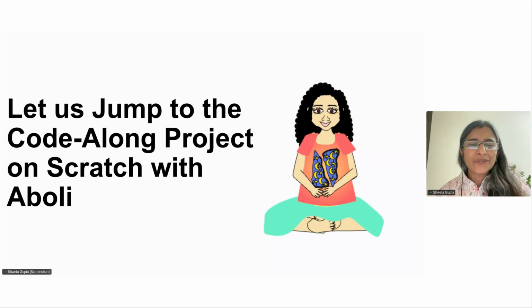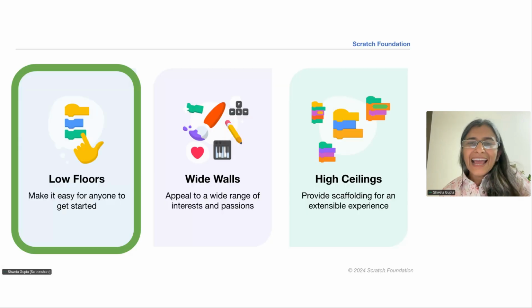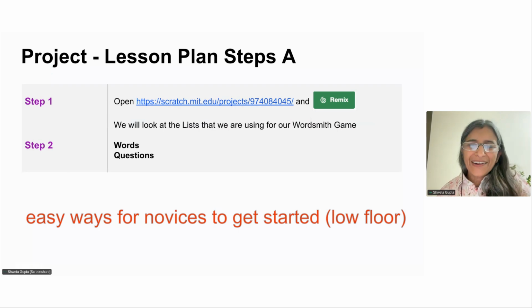So what we will do, we will jump into the Code Along project on Scratch with our young friend. She's called Aboli. She's one of the character sprites developed by one of our friends. And for this workshop, we are going to leverage the low floors, wide walls, high ceilings. This is going to really fit into all of this. So we'll start with low floors, where we do have a base project for all of you, which you can just remix. So I'll just call out the project number for ease.